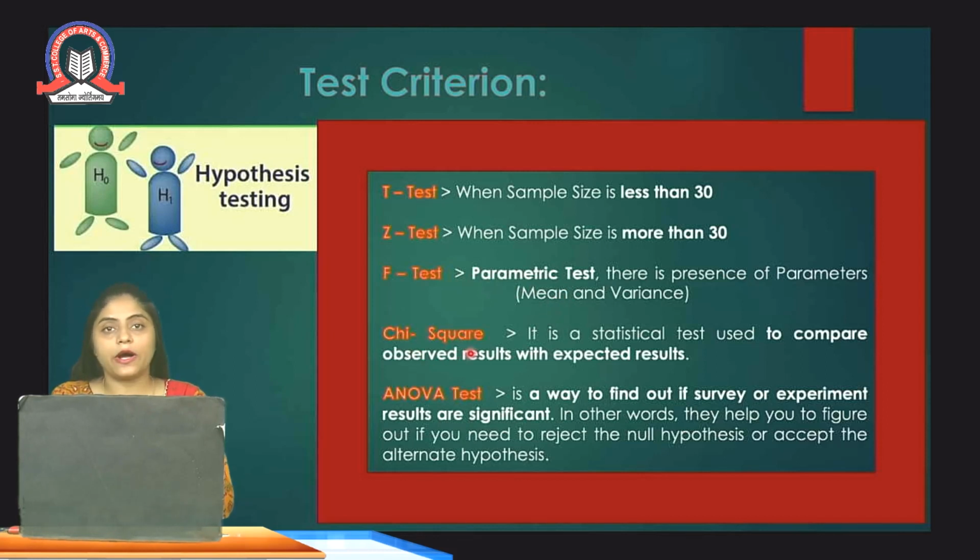Next is the chi-square test. It is a statistical tool wherein we are comparing the observed result with the actual result, which is given by Pearson. Then the ANOVA test, analysis of variance is the full form, wherein we find out if the survey or the experiment results are significant or not. In other words, ANOVA helps us figure out whether we need to reject the null hypothesis or accept the alternate hypothesis. So these are the common tests which researchers use as the test criterion.